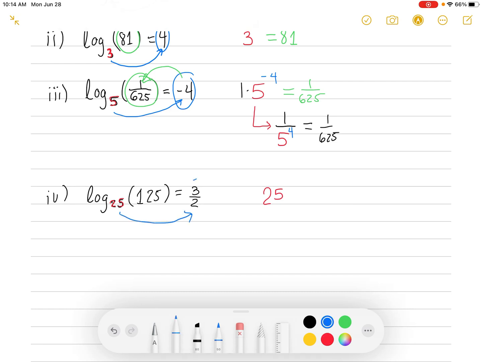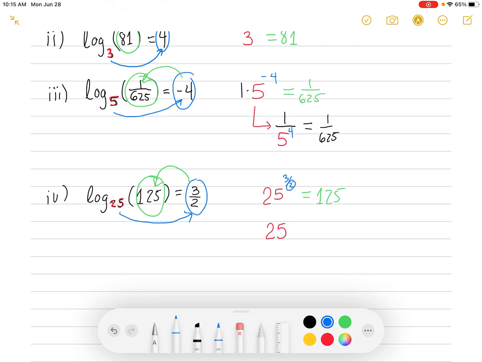So here I'm going to copy down, so we're writing it as an exponential. We're going to take the logarithmic base, make it the exponential base of 25. Draw an arrow here to the right-hand side. That's going to become your exponent, 3/2. And we're going to put an equal sign, and we're going to draw an arrow to the argument, which is 125. It's going to be our right-hand side, 125.